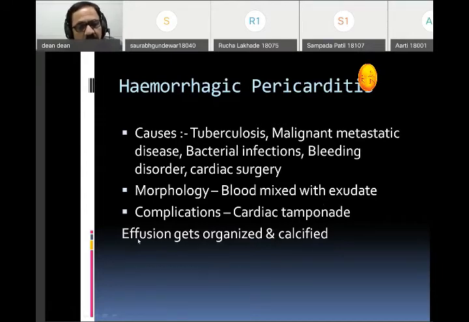Next complication, this effusion gets organized. So there is a formation of fibrous tissue, right? Formation of granulation tissue. This will lead to chronicity. Along with that, in the last stage, you will see that there is a calcification also. So this is dystrophic type of calcification that is taking place in the hemorrhagic type of pericarditis.